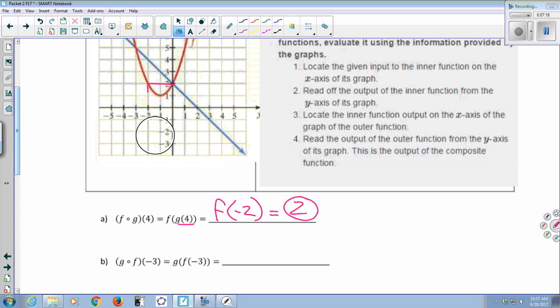I'm going to erase my lines on the graph here so that I can do another one. g of f of -3. So now I'm starting with an x value of -3, and I need to find the y value on f. f is the red graph, so I go to -3 on x, go up to the red graph, and the y value is 5. So I'm going to replace f of -3 with a 5, so this becomes g of 5. And then g is the blue graph, so I need to find the y value on g when x is 5. So I find the x value of 5, go down to my graph, and the y value is -3.